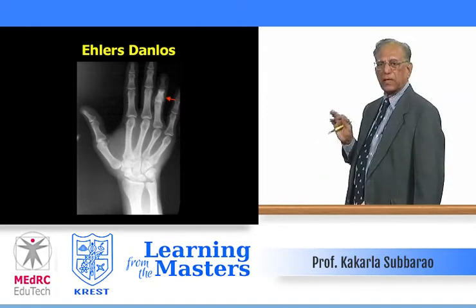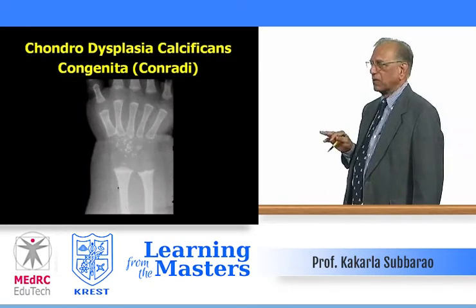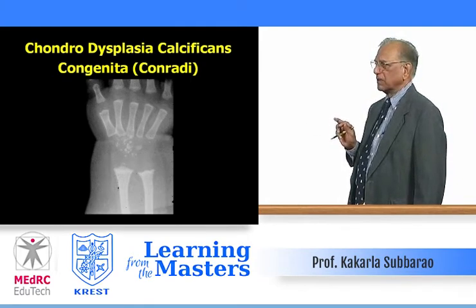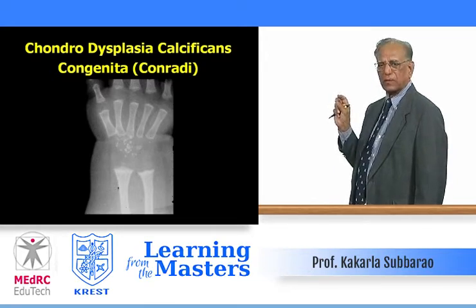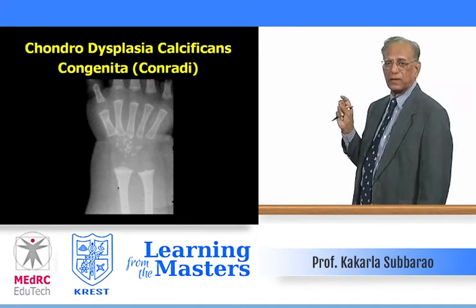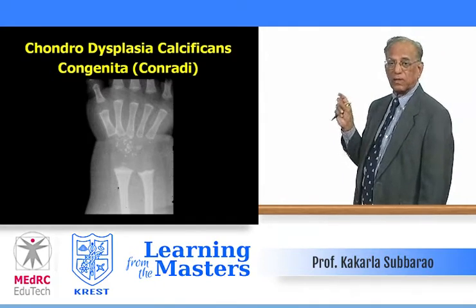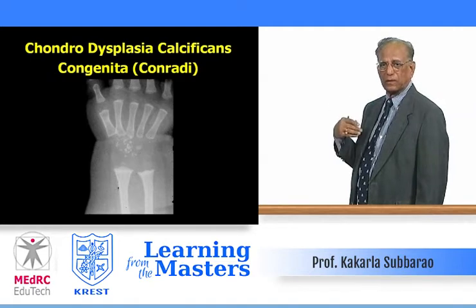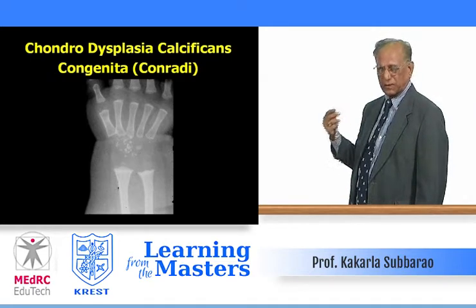And then there is another entity called Conradi disease, where there is chondrodysplasia calcificans congenita. Look at the multiple calcific centers in the carpal bones. This is classical of Conradi, but you may also find this in children where the mothers have taken anticoagulant therapy like Coumadin, warfarin, heparin, etc.